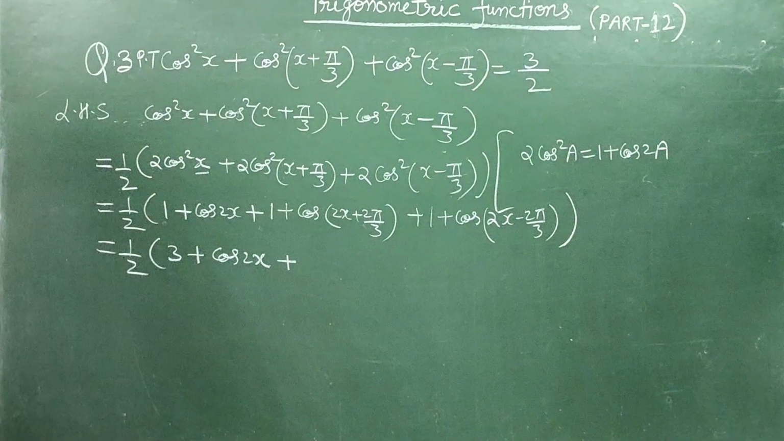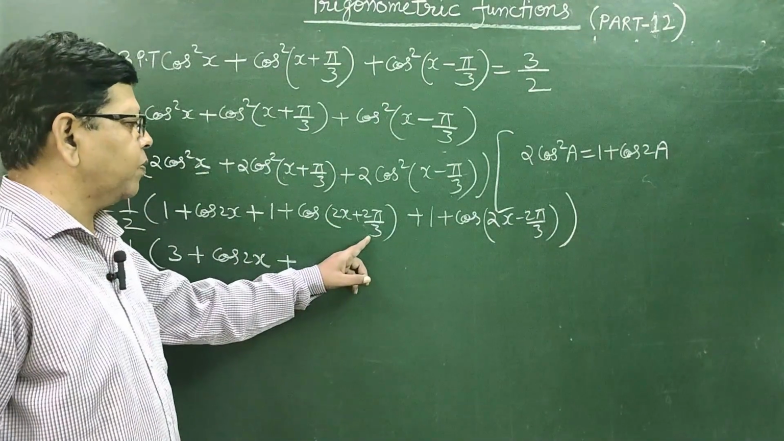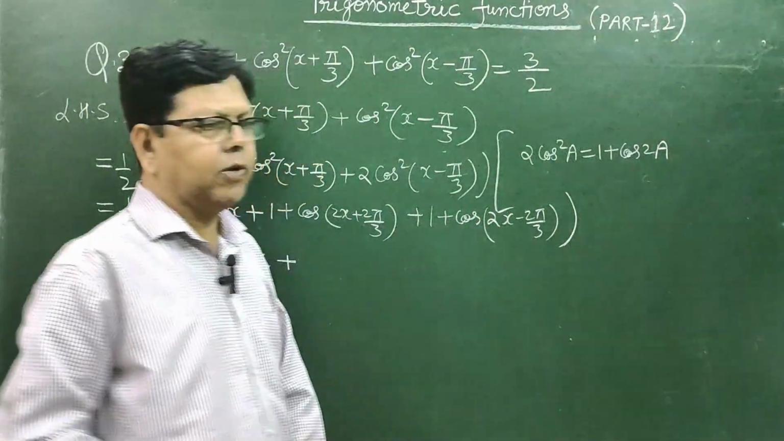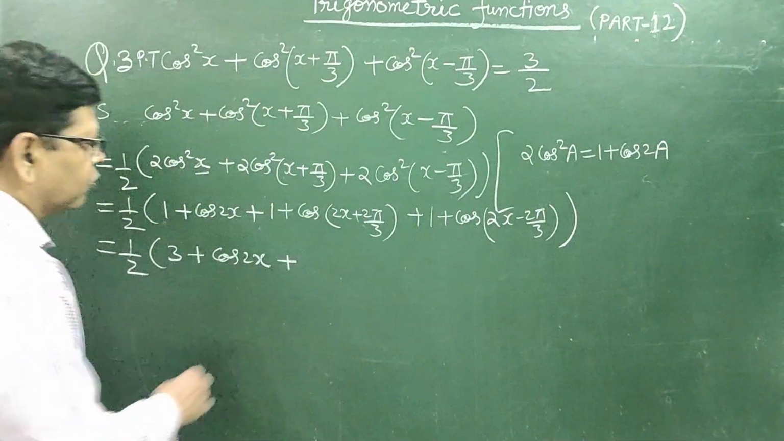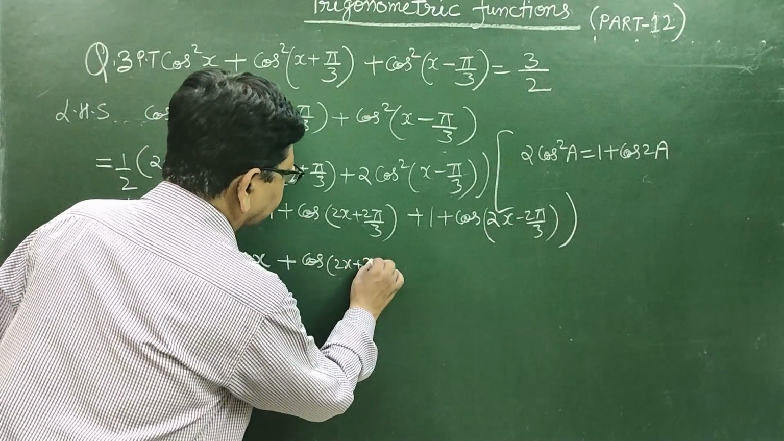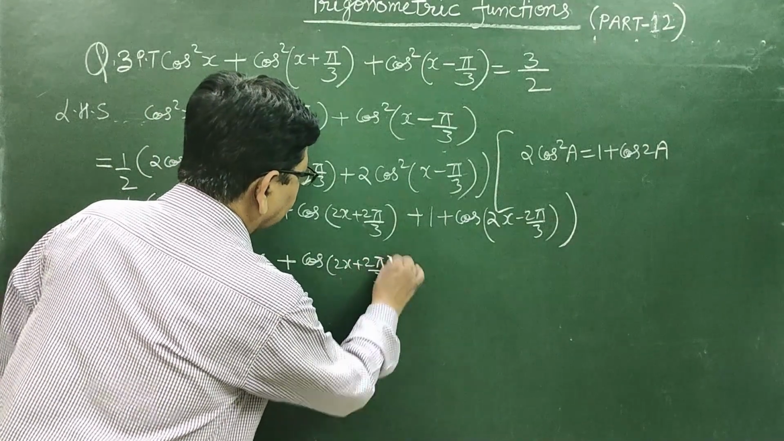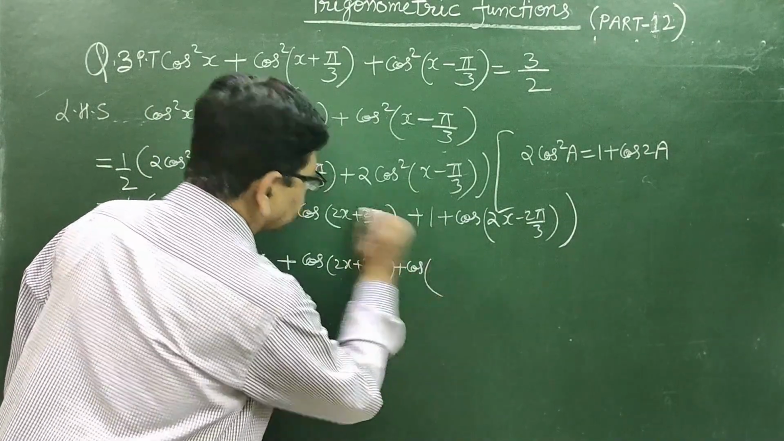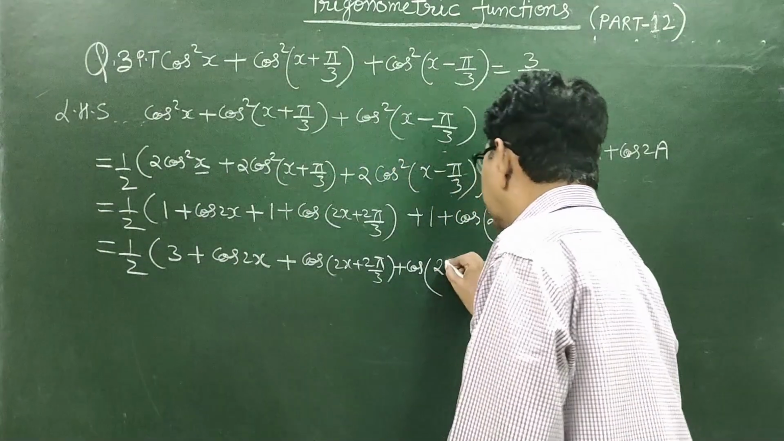So I can write this is equal to 1 upon 2 into 3 plus cos 2x plus cos (2x plus 2 pi upon 3) plus cos (2x minus 2 pi upon 3), writing them together: cos (2x plus 2 pi upon 3) plus cos (2x minus 2 pi upon 3).